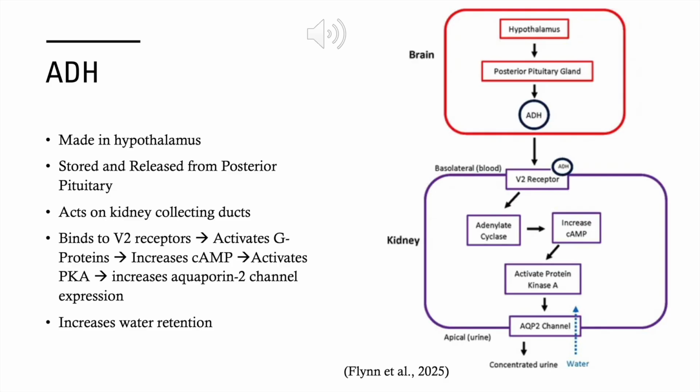ADH works by binding to V2 receptors on the basolateral membrane of principal cells. This activates G proteins, causing an increase in cyclic AMP levels and activating protein kinase A. Protein kinase A phosphorylates proteins, which trigger the insertion of aquaporin 2 channels into the apical membrane. The increased aquaporin 2 channel expression means water can now flow from the urine into the cell and across the blood through aquaporin 3 and 4 channels. Increasing water retention helps to concentrate urine, hydrate the body, stabilize plasma osmolarity, and maintain blood volume.